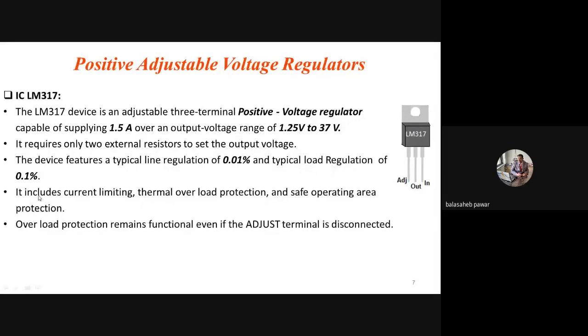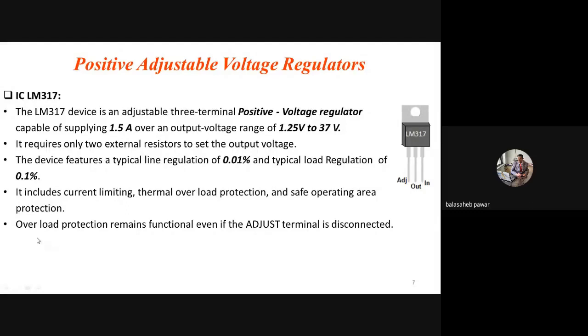That means even if the load current changes from minimum to its maximum current providing capacity, that is 1.5 amperes, the set output voltage will still not change. It will remain constant, regulated, and hence the typical value of percentage load regulation is mentioned as 0.1%. That's why I am saying it is a very good IC in terms of percentage load and line regulation. Similarly, this IC consists of, as I already highlighted, current limiting, thermal overload protection, safe operating area protection, etc.